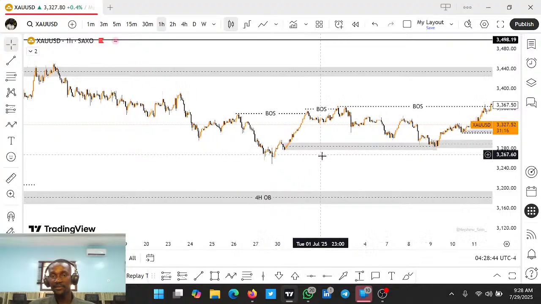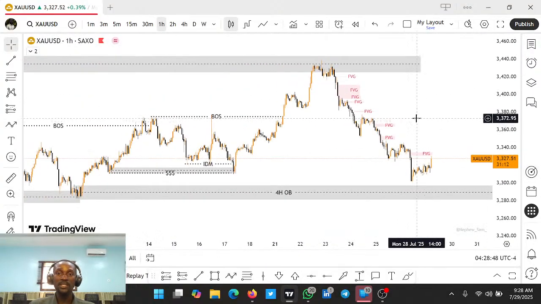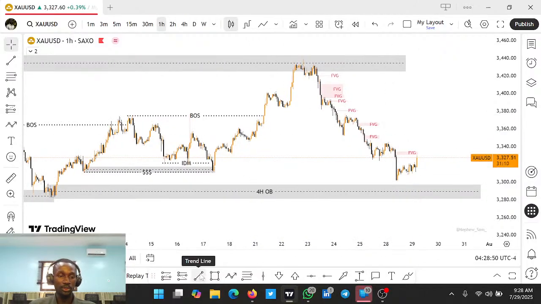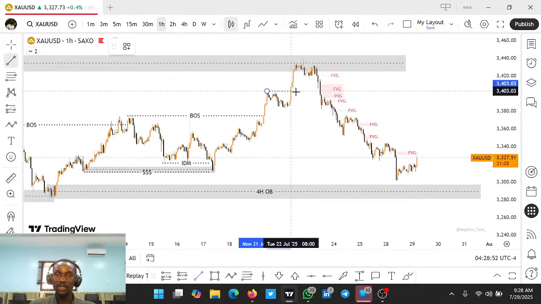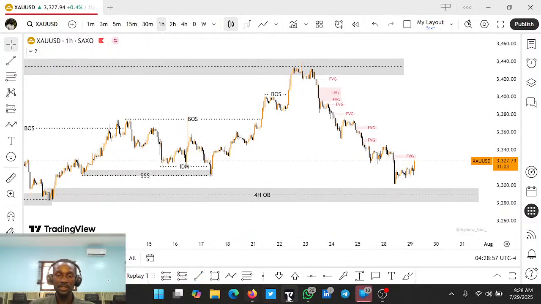Let's go to the 1 hour time frame. Now looking at the 1 hour time frame, we can see that gold is currently in a short-term sell position. This is the last break of structure to the upside.